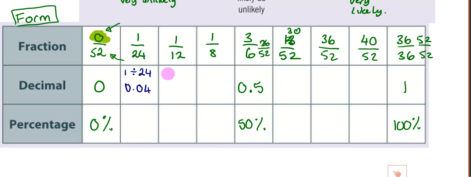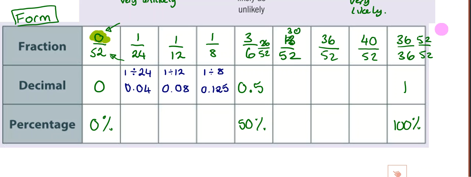So the next one for me would be 1 divided by 12. Could you tell me what that would be? 0.08. We'll round it to that. Bondi, you can tell me the next one. What's 1 divided by 8? 0.125. Okay.